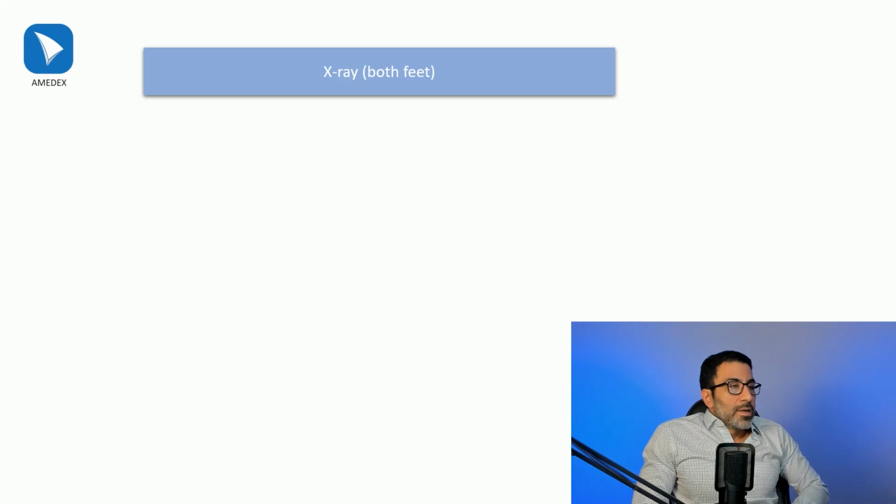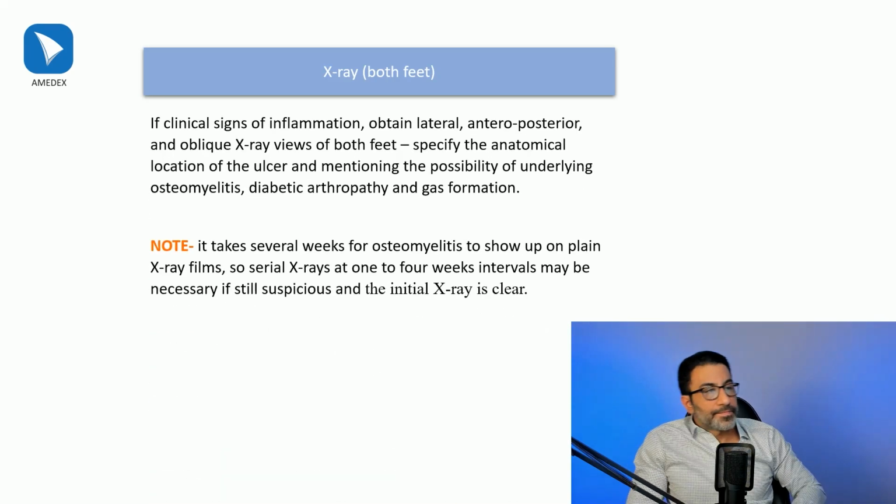Debridement, swab, sampling, and antibiotics covered. Done. Let's go and talk about X-ray. If we have clinical signs of inflammation, always obtain lateral, anteroposterior, and oblique X-ray views of both feet. This is for comparison.